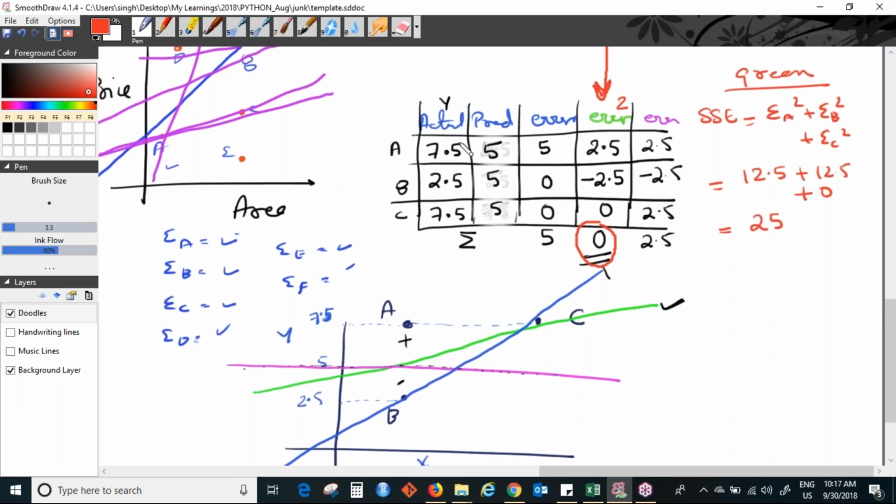Let us find it for the other lines. Let us find it for the blue line now. What is the total sum of squared error for the blue line? Okay, this is 6.25, right? Not 12.5. 2.5 into 2.5 is 6.25. Okay, sorry.